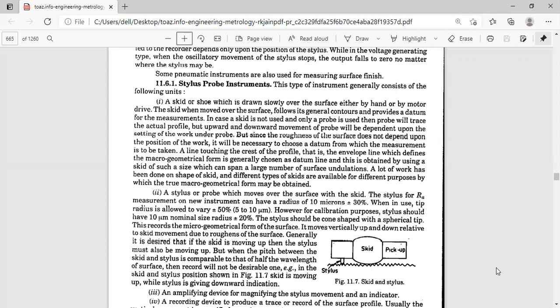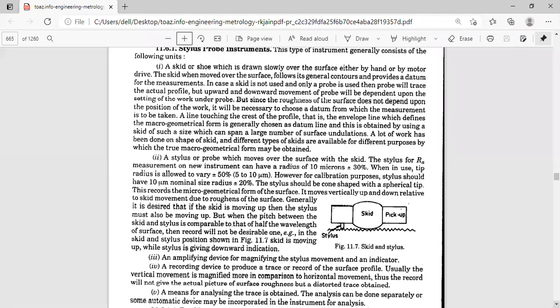That's very important. Otherwise the record will not be a desirable one. So you try, by trial and error or by changing the position of the stylus and skid, just like machine setting, already I told you, this particular instrumentation setting is also very important. You try to see that in the figure the skid and stylus are there.